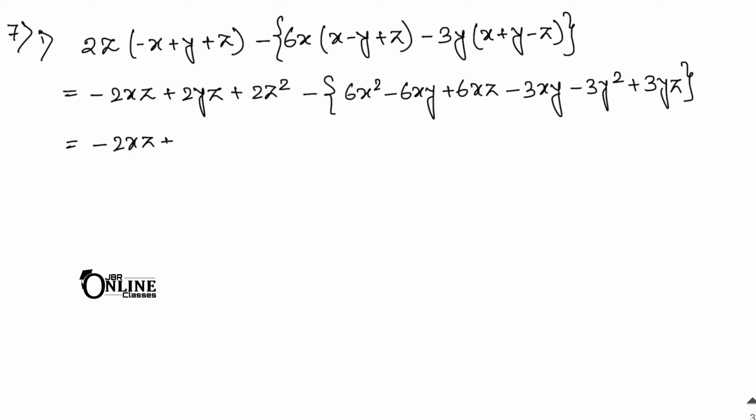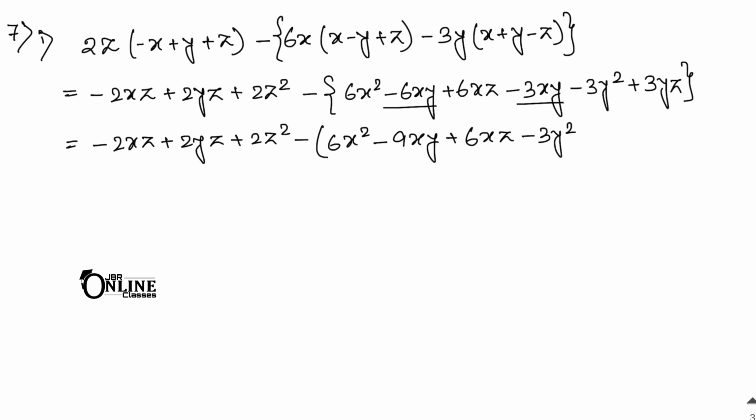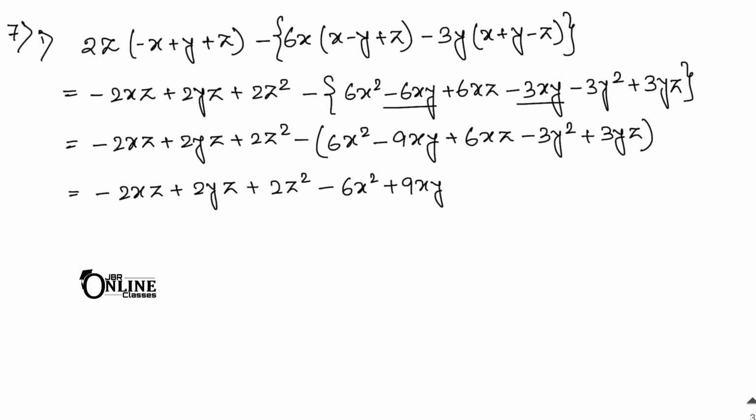So again write down this one 2z square. Okay. So as here 6x square, then here minus 6xy minus 3xy. So it will be minus 9xy. After that here 6xz, then 3y square, and the last one here 3yz. Okay. Now open the bracket, 2yz 2z square minus 6x square plus 9xy as minus outside. So here minus, this will be plus, last one will be again in minus.